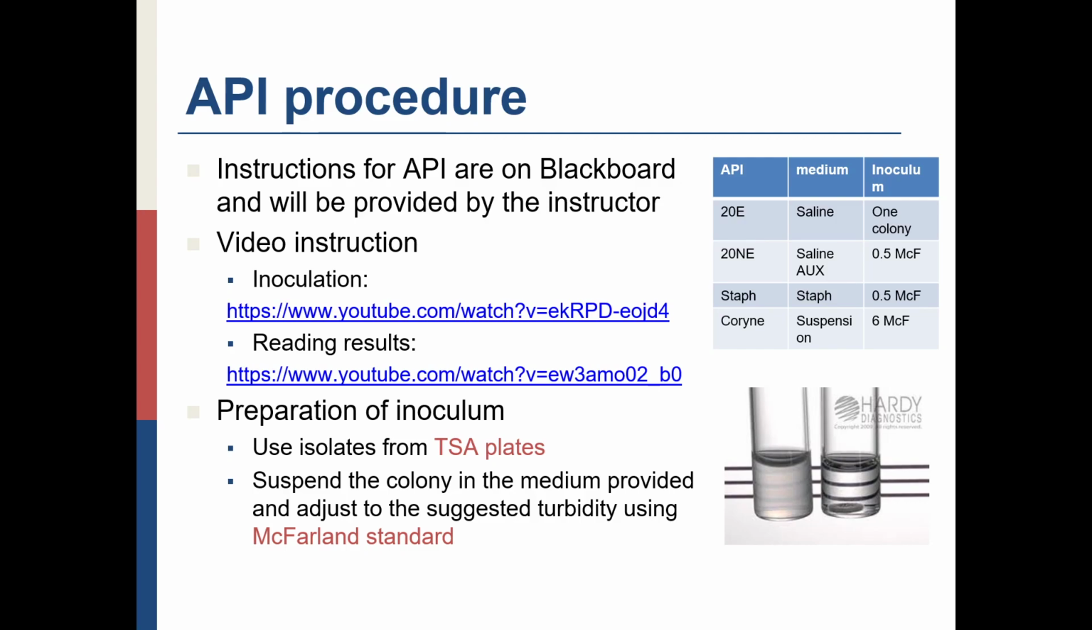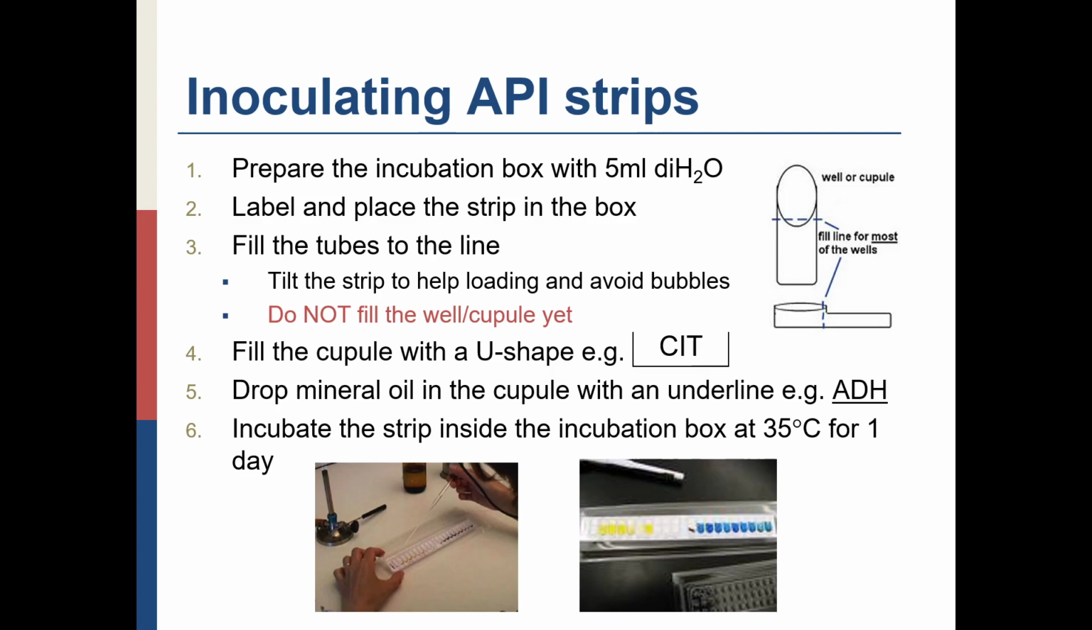So for example, if you look at the table on the right, you have Coryne, then you want it to be 6 McFarland. So you get the McFarland tube that is labeled 6, and it's going to be a certain amount of turbidity. Then you want to add your colonies to that solution until it's the same amount of turbidity as the McFarland solution that you're using, or that it says to compare it to. Okay, so these are all just the instructions for API strips, but we're not going to be doing any of that.